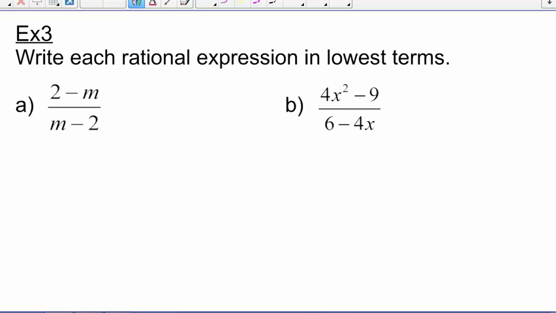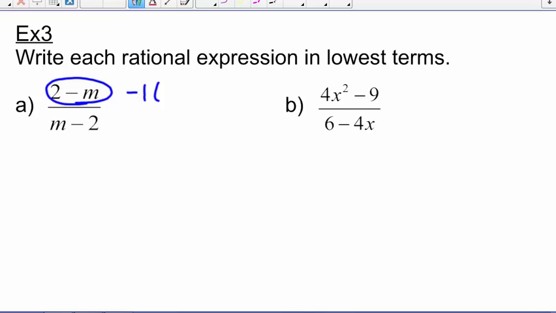In example 3 now, we'll look at a couple different scenarios here. The first one, I have 2 minus m and m minus 2. So right now, are they the same? No, they're a little bit different, right? The 2's positive in the top, 2's negative in the bottom. M is negative in the top, m is positive in the bottom.